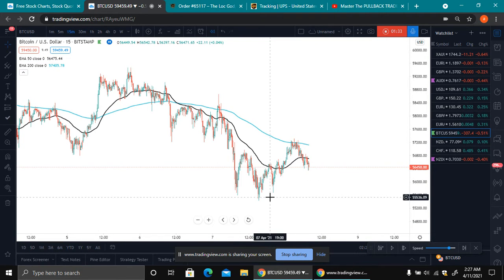So I'm going to explain this buy that I took on Bitcoin. This works for Bitcoin, GBP/JPY, and I am currently testing the rest of these pairs. I only trade Bitcoin and GBP/JPY as of now.